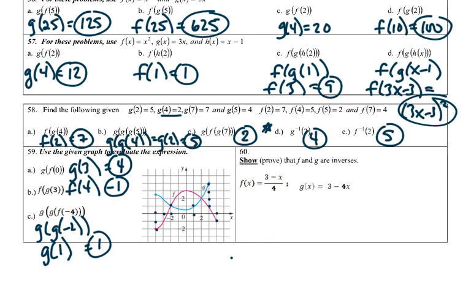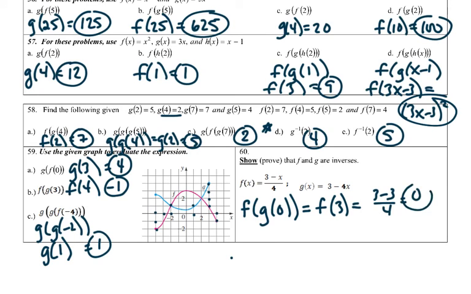To show that those are inverses of each other, you would do something like f of g of 0, and then show that it gets back to 0. So g of 0 is 3, and if I plug in a 3, I get back to 0. So, and you could choose any number. I just chose 0 because it was the easiest. There you have it.